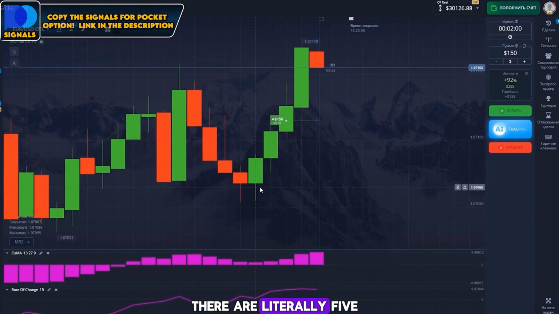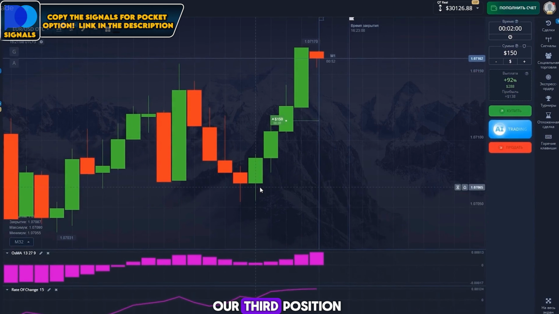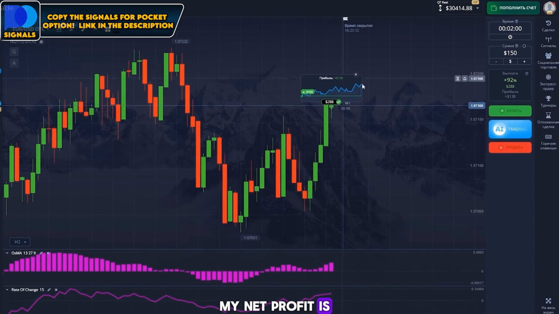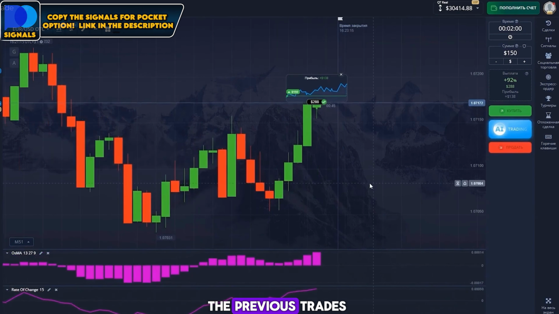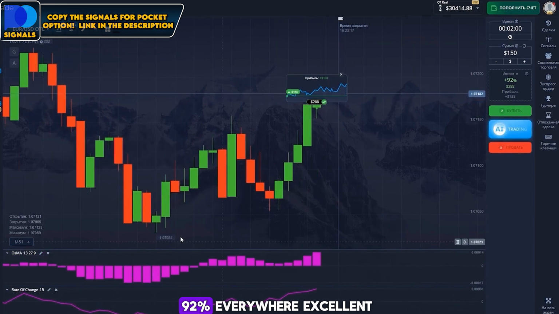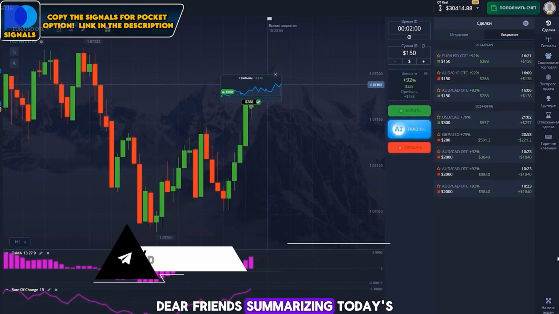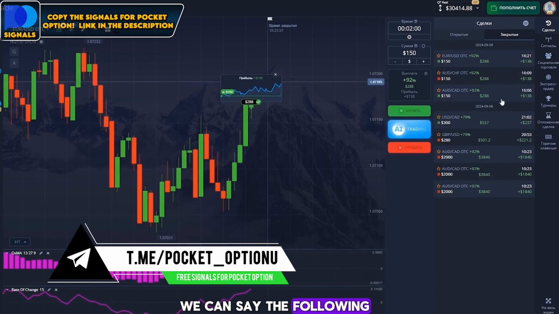Friends, there are literally 5 seconds left until the end of our third position, and here we are just securing a stunning profit. My net profit is $138, just like in the previous trades, because the payout is 92% everywhere. Excellent, excellent. Well, dear friends, summarizing today's trading strategy, we can say the following.